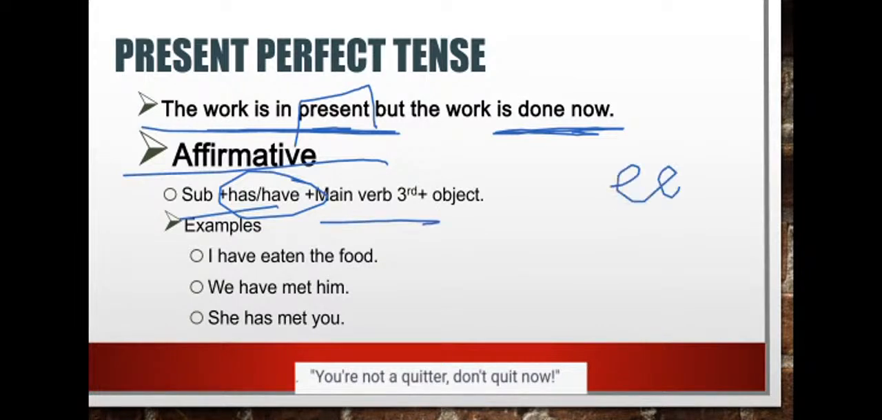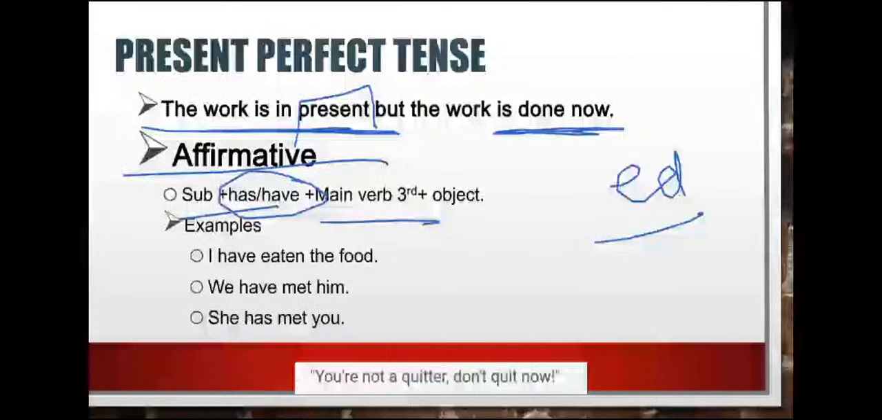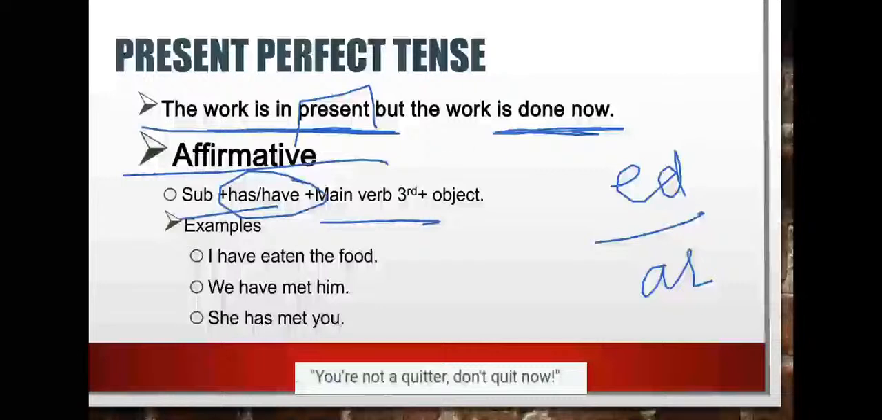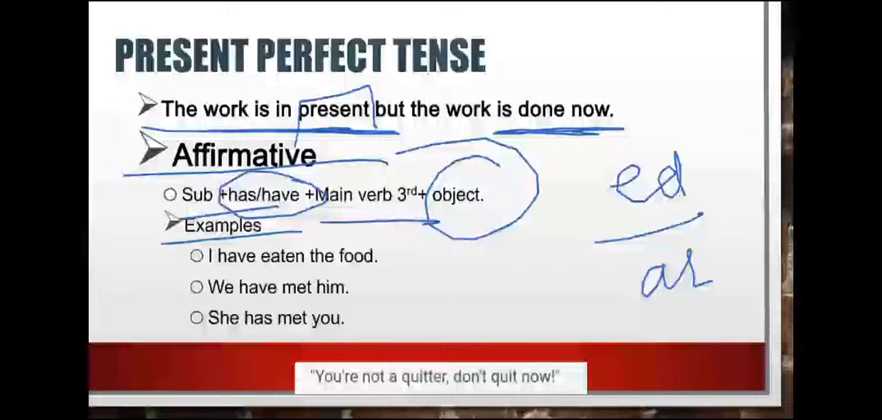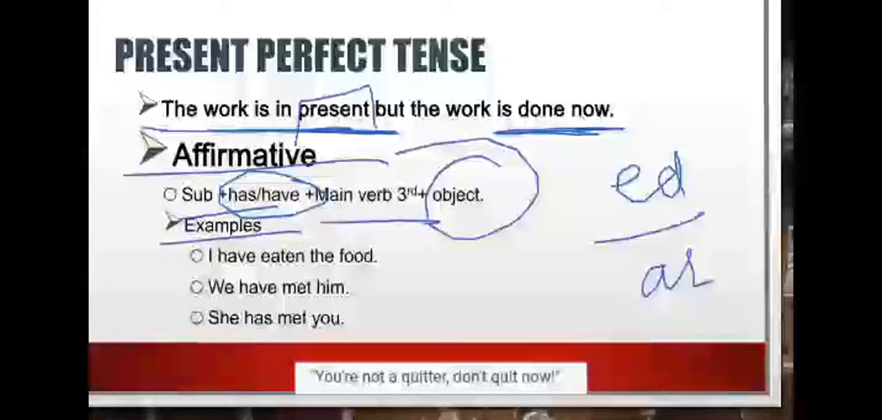Third form means mainly the ed version of the verb, or sometimes there are some irregular verbs that could come up with ar, er, and all those at the end. For example, I have eaten the food. I have eaten the food. The work was started in the past, like just 10 to 20 minutes before, and I have recently finished my breakfast, my lunch or dinner.